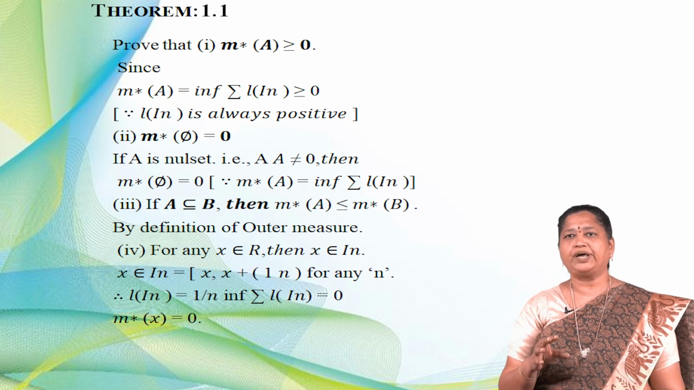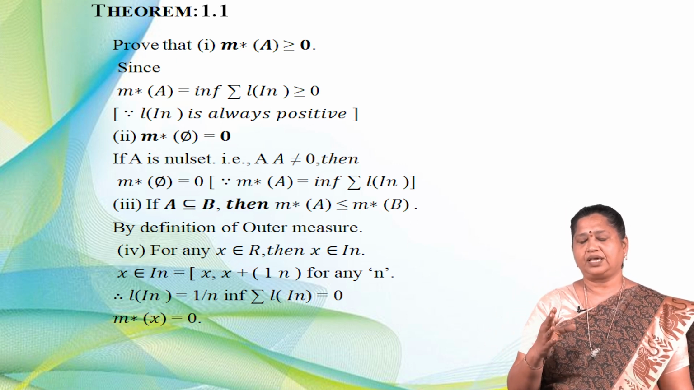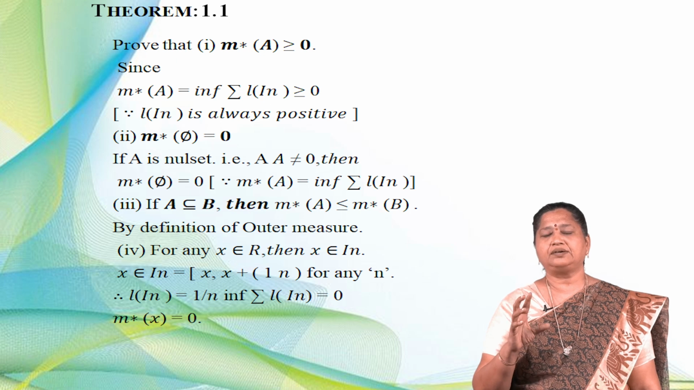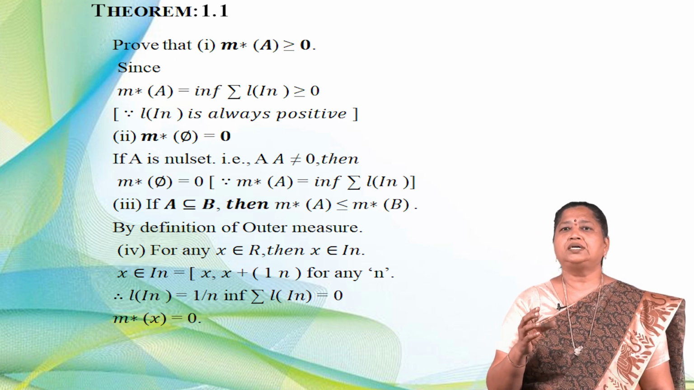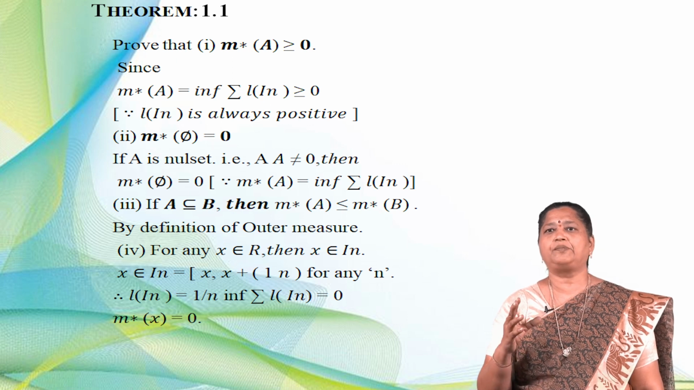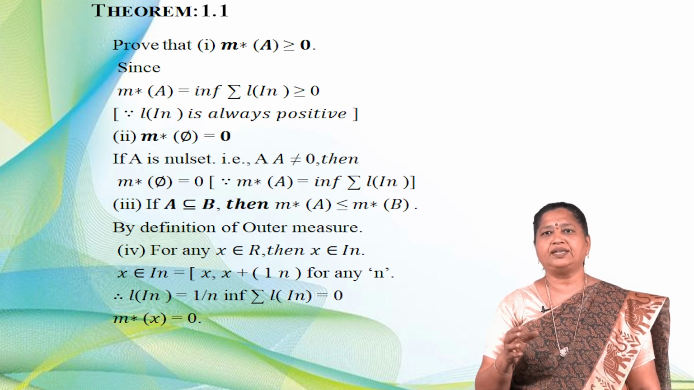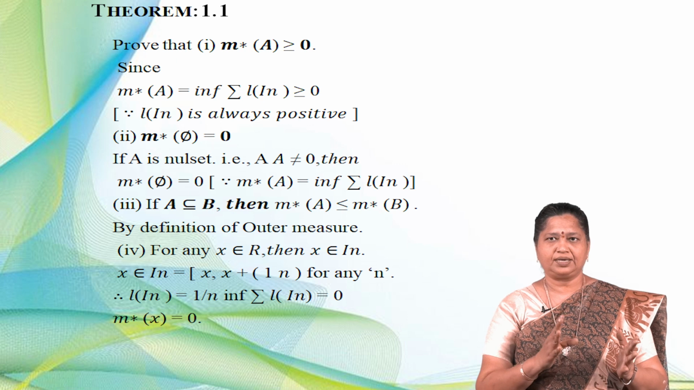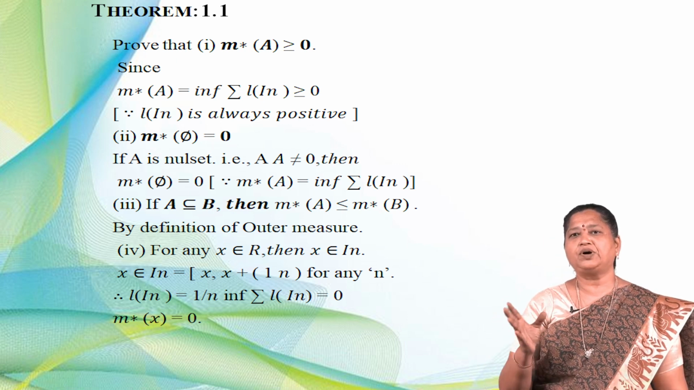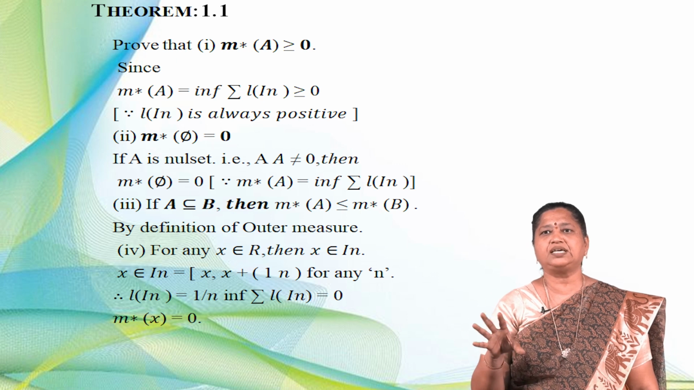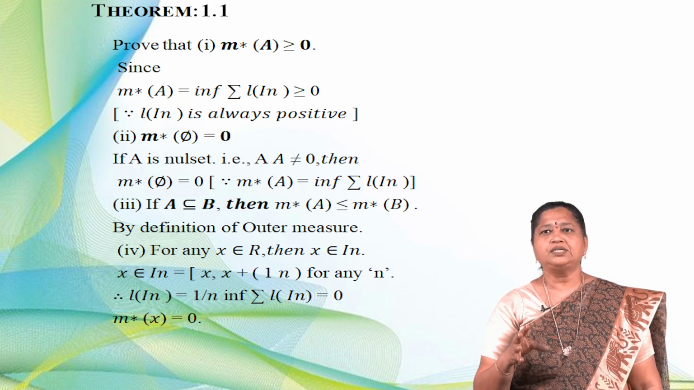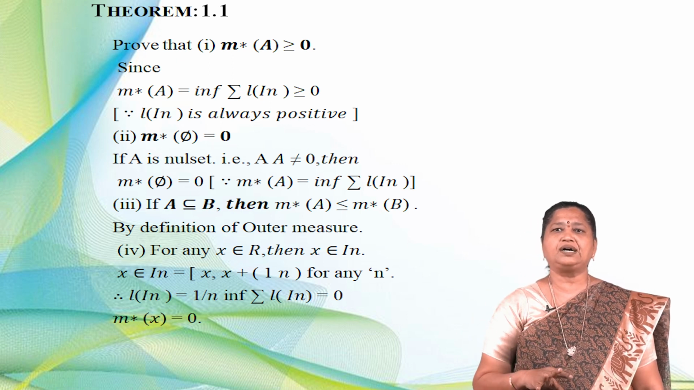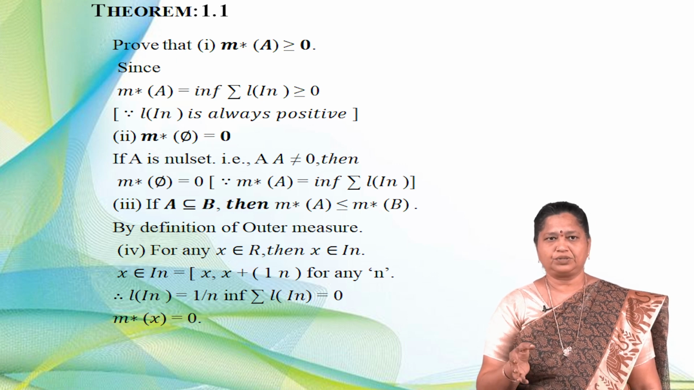The next, fourth one: for every x belonging to R, m star of x equals 0. For proving that, let us take x belonging to I_n. Take I_n as the interval x comma x plus 1 by n for any n. L of I_n equals 1 by n, because subtracting the first from the second, x plus 1 by n minus x, gives 1 by n. So the infimum of the summation of L of I_n equals 0. So m star of x equals 0, that is the final one.